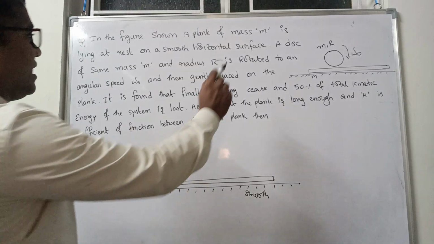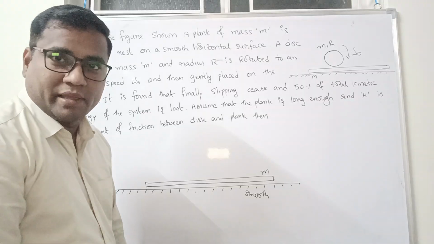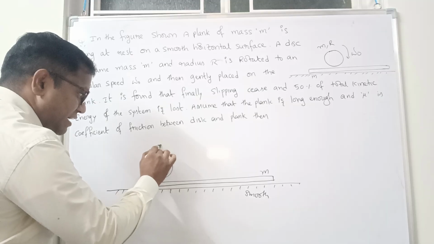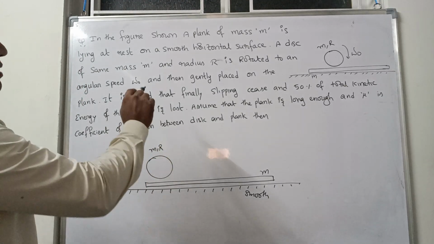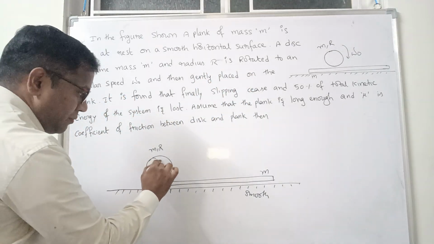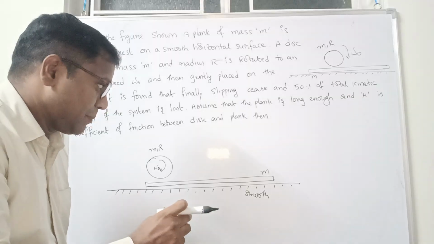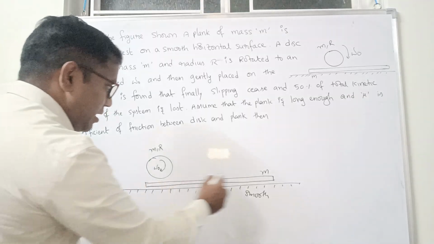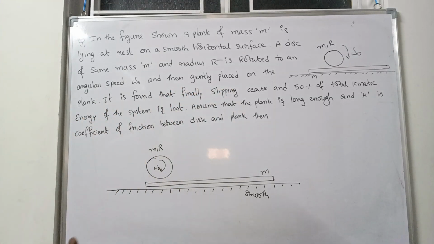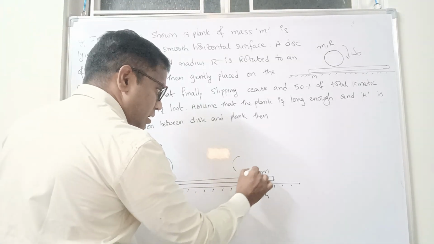And if you see here, a disc of the same mass is there. Let m be the mass of the plank, and the disc mass is also m, and radius R is given. Initially it is rotating with an angular speed omega naught, and it is gently placed on this plank. Then it is found that finally slipping ceases. For example, at this point, slipping ceases.